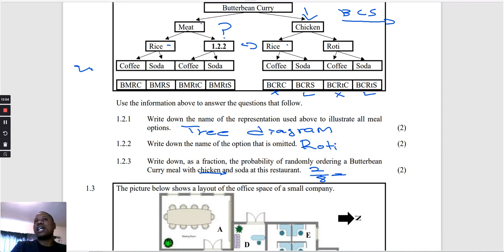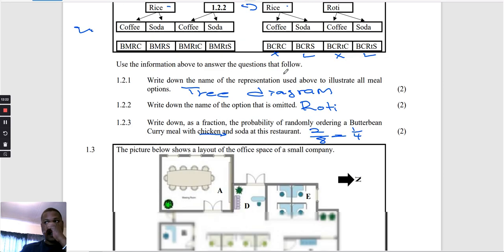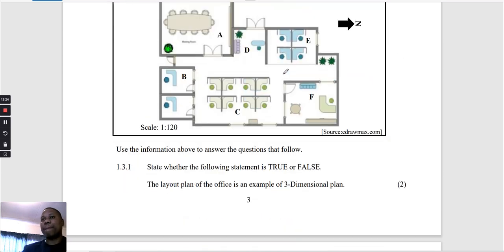If you decide to simplify it, it's going to be 1/4. But even if you leave it as 2/8, you are still correct 100%. I don't know, my writing today is not alright. I don't know what is happening. Maybe I'm tired. Okay, let's go to 1.3.